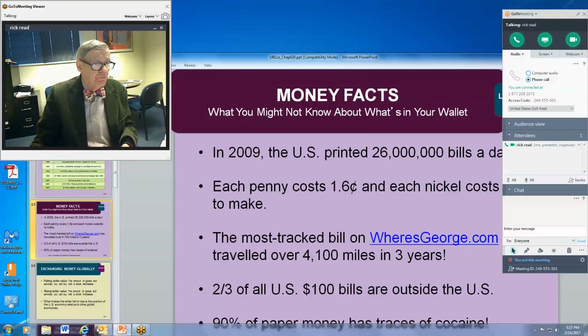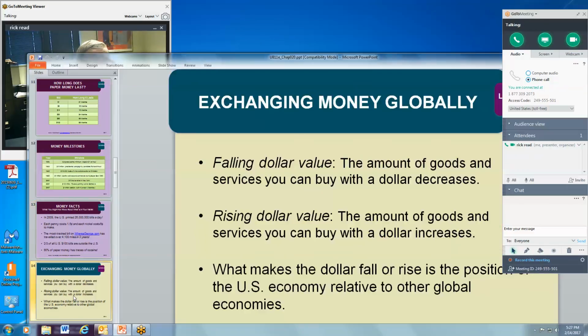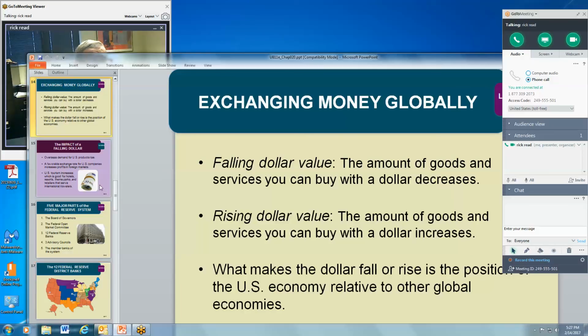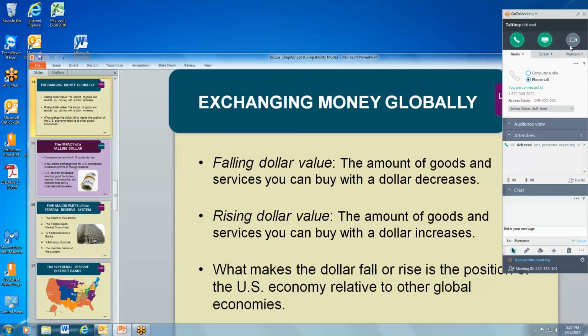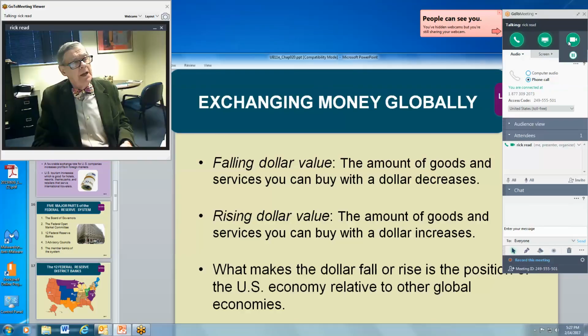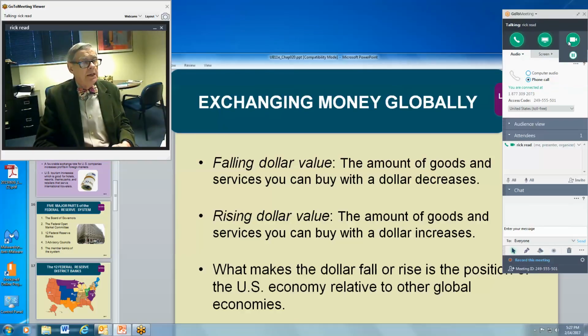Now, exchanging money globally is something we need to look at, because the value of money is really the amount of goods and services you can buy with the dollar. We have a falling dollar value, a rising dollar value. A falling dollar value means that you're not going to be able to buy as much as you used to be able to buy. Now, there's a little bit of a conundrum here as far as I'm concerned.